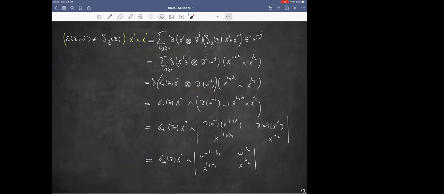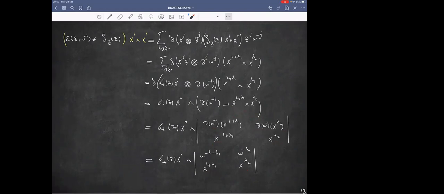And as you saw, this is our definition. This is why our definition is this, or equivalent with this determinant. And it is enough that we know how delta(w^{-1}) acts on x_j. You know that this is a generating function, and the only term that survives is when j is equal to 1 plus lambda 1. So we have w^{-1-lambda 1}. Similarly here, we will have w^{-lambda 2}, and we write this term as usual.